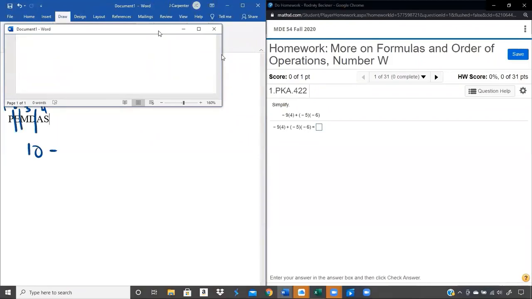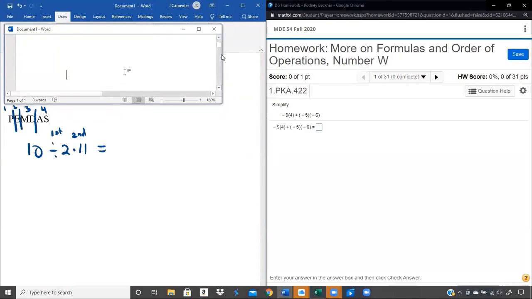So if I saw 10 divided by 2 times 11, yes, M, the letter, comes before D in PEMDAS, but that has nothing to do with anything. M and D count as their own step. So you would do the division first, and the multiplication second. You have got to take your time, pay attention, and have this concept memorized. So 10 divided by 2 would be 5, and then your 5 times your 11 would be 55. And that is the correct answer.